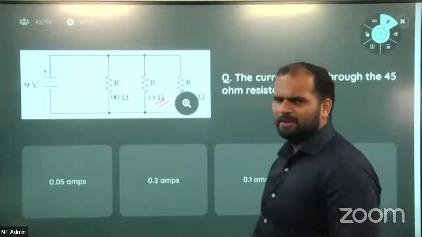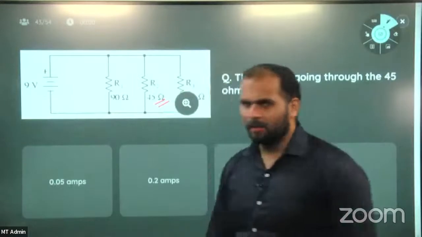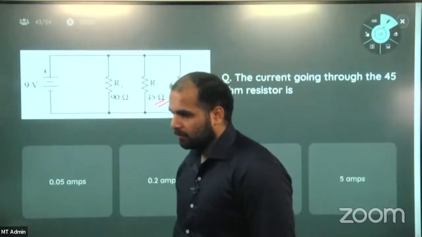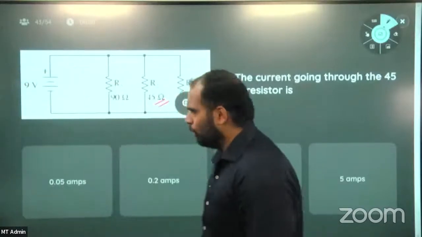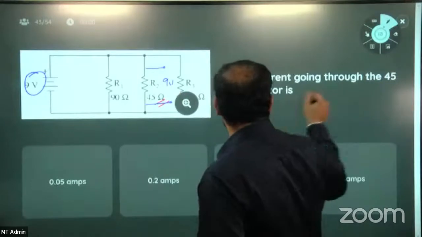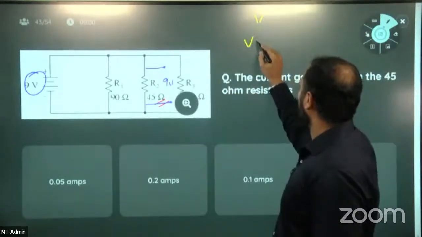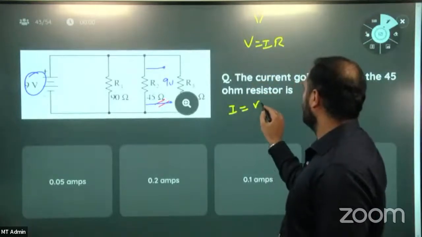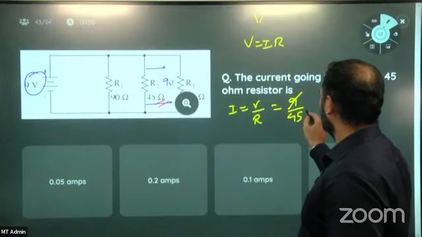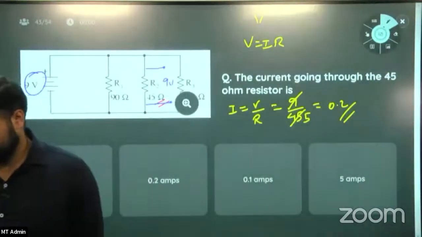Now, are all these three resistors in series or parallel? What do you think? In parallel, what remains the same? Voltage remains the same. This means this 9 volts is nothing but the voltage across this part. Yes or no? What I need is the current going through this. We know V is equal to IR. So I is nothing but V by R. V is 9 and R is 45. So 9 ones are 9, 5 nines are 45, so 1 by 5, which is 0.2. Am I clear with this part? Yes or no?